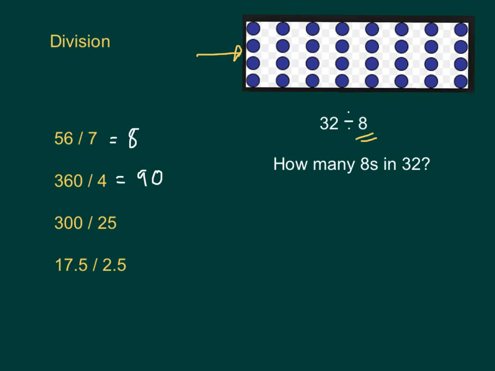180, 90. For the next one, I'd probably think, well, how many 25s are there in 100? There are 4. So in 300, there must be 12. 3 lots of 4. And then in the last question, again, I would think, how many 2.5s in 17.5? Well, I know that there are 4 in 10, and there are another 3 in 7.5, so I add that together, and there'd be 7.